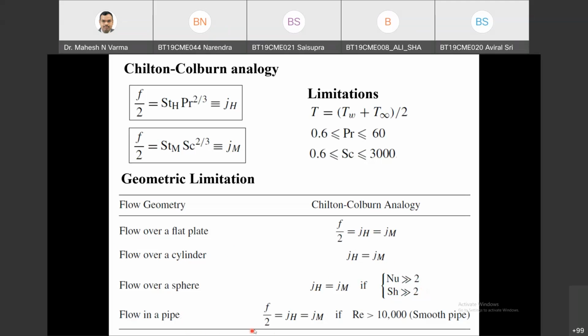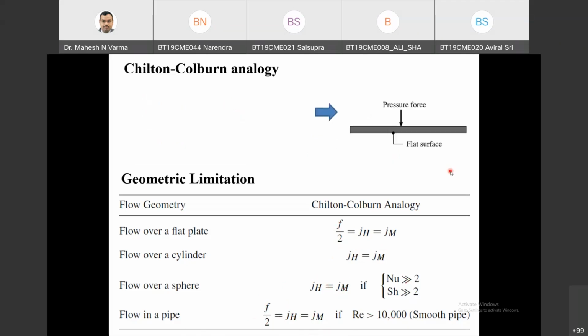Similarly, for flow through a pipe, f/2 equals JH equals JM if the Reynolds number is greater than 10,000. If the Reynolds number is greater than 10,000, then f/2 equals JH equals JM is true. Otherwise, JH equals JM, and that is true for all the cases. So why this? Sometimes f/2 is coming, sometimes f/2 is not coming.